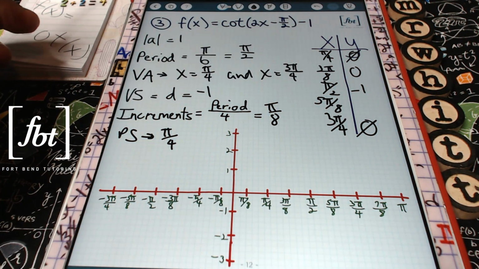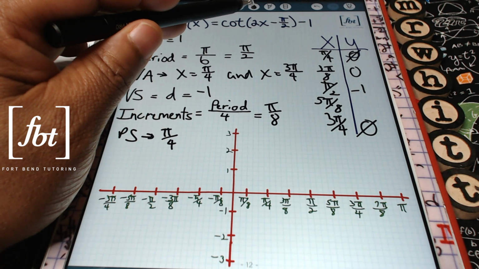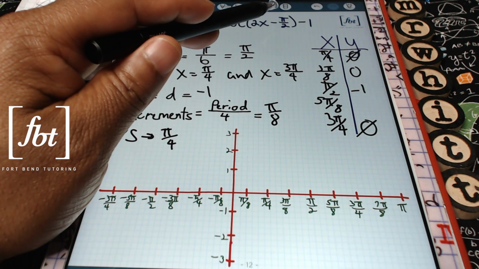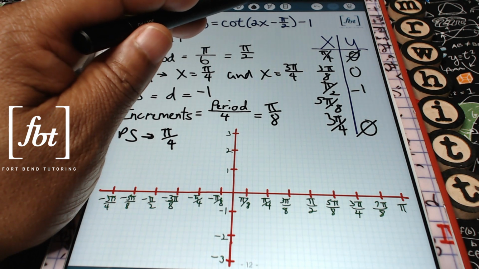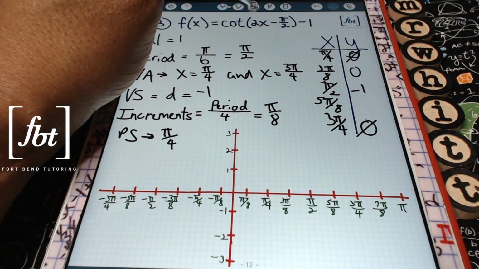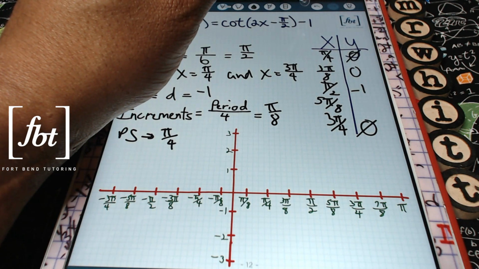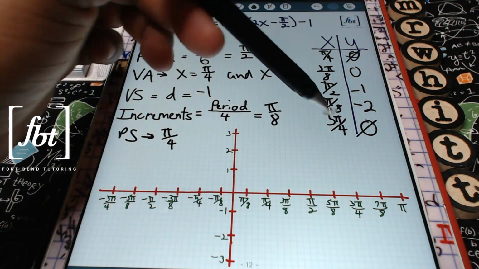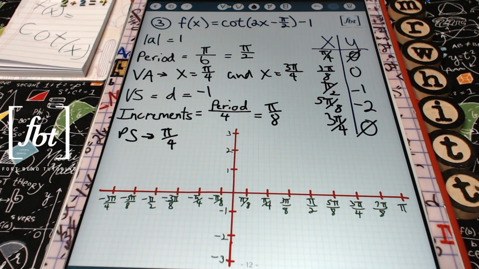Now, plugging in 5 pi over 8. 2 times 5 pi over 8 is 5 pi over 4. 5 pi over 4 minus 2 pi over 4 will leave you with 3 pi over 4. And cotangent at 135 degrees is -1. However, subtracting 1 from that value gives you a result of -2. And now we have all 5 values that we can use to graph our cotangent function.